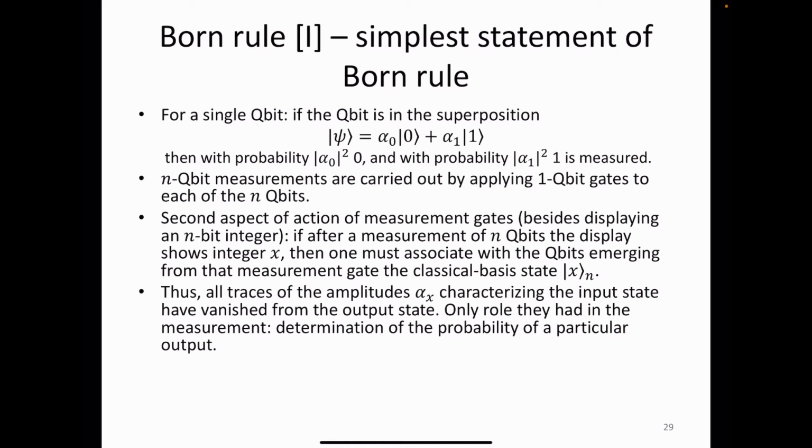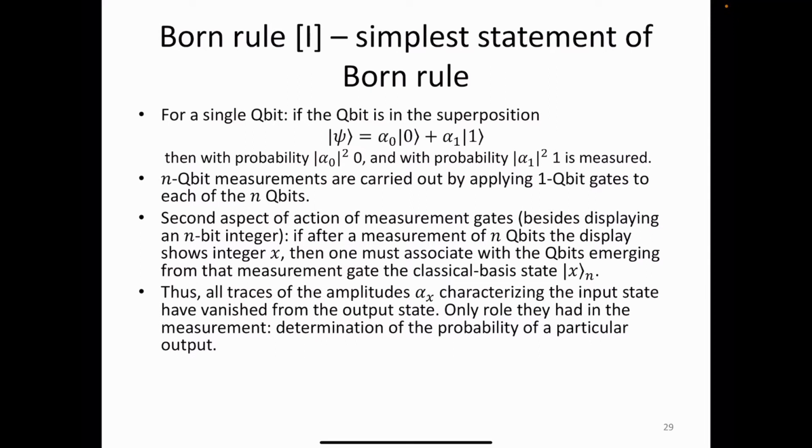For a single qubit, if the qubit is in a superposition, as we have here, psi given by alpha sub 0 with the state 0 plus alpha sub 1 with the state 1, the probability for measuring 0, as we had it before, is alpha sub 0 squared. So we'll do alpha sub 0 times its complex conjugate, and the same for the state 1. And n-qubit measurements are carried out by applying 1-qubit gates to each of the n qubits.